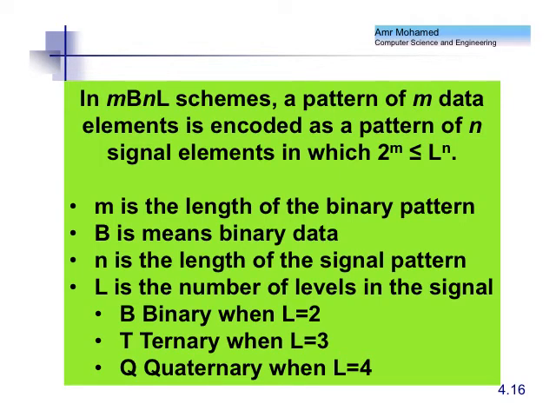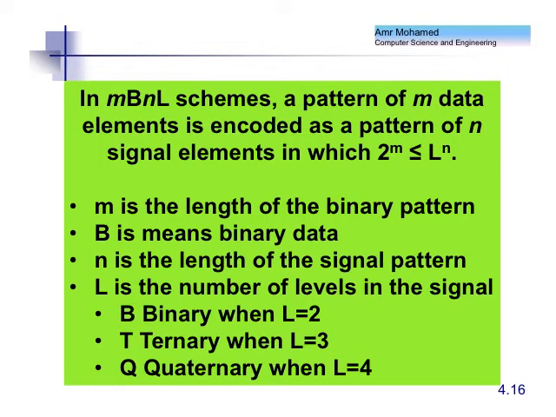have groups of 2 bits and I have 1 signal element, this means I need to have how many signal levels? 4. And if I have 3 bits, then I need to have 8 signal levels. So that's 1 degree of freedom. What is the other degree of freedom? I can use more than 1 signal element.